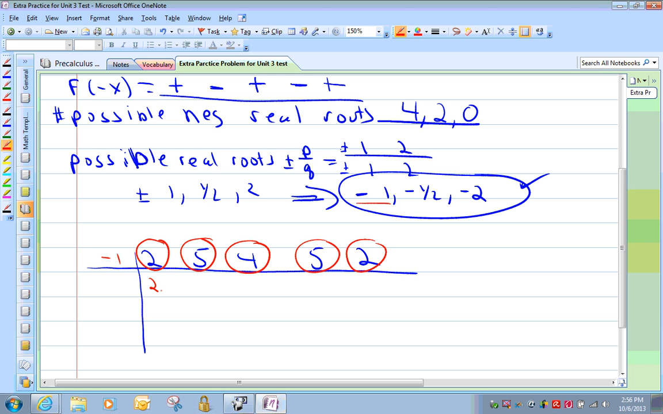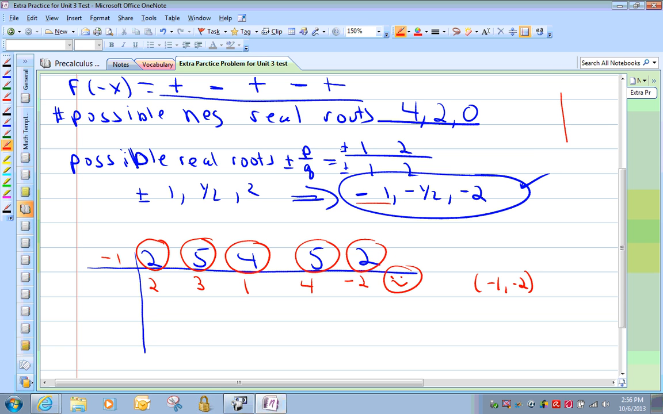I always bring down the 2, or the first term just comes straight down. 2 times -1 is -2. -2 and 5 would be +3. So 3 times -1 would be -3, and 4 would be +1. 1 times -1 would be -1. -1 and 5 would be +4. And -4 and 2 would be -2. All right, that gives us -2, but it does not give us a 0.